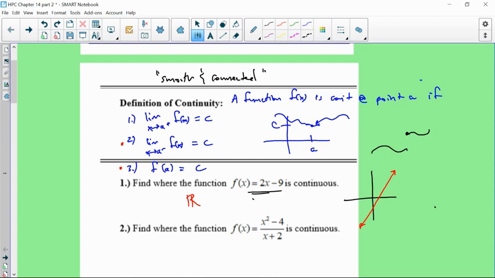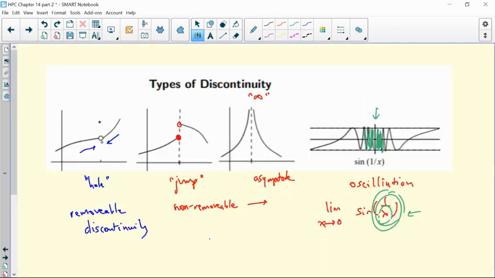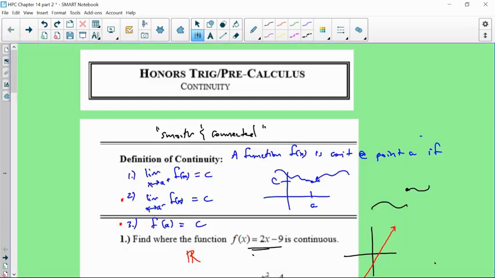Where we start to get discontinuities is where we divide by 0. And so if I think about here, it's definitely not continuous at x equals -2. So it's discontinuous at x equals -2. Now, we saw last semester that when you divide by 0, you either get a hole or you get an asymptote, depending on if you can cross out a factor.